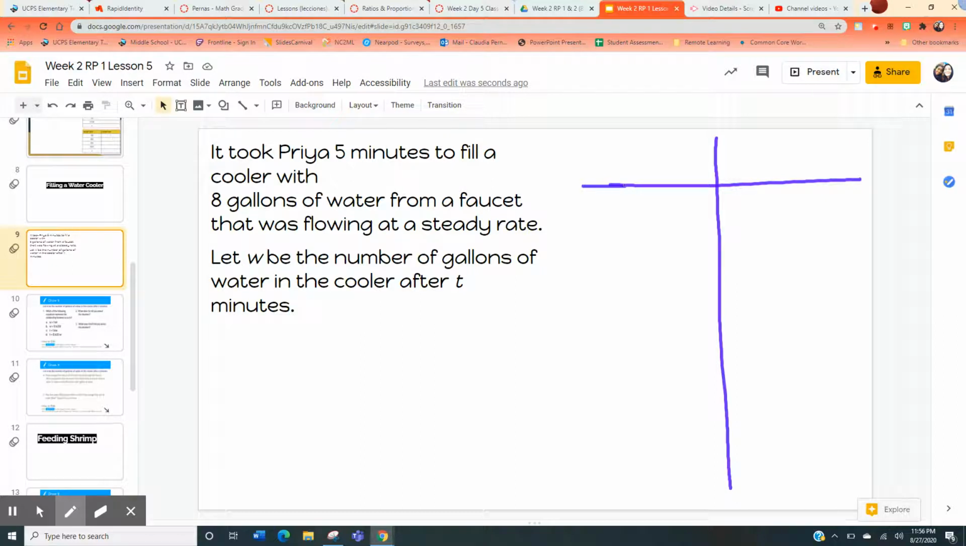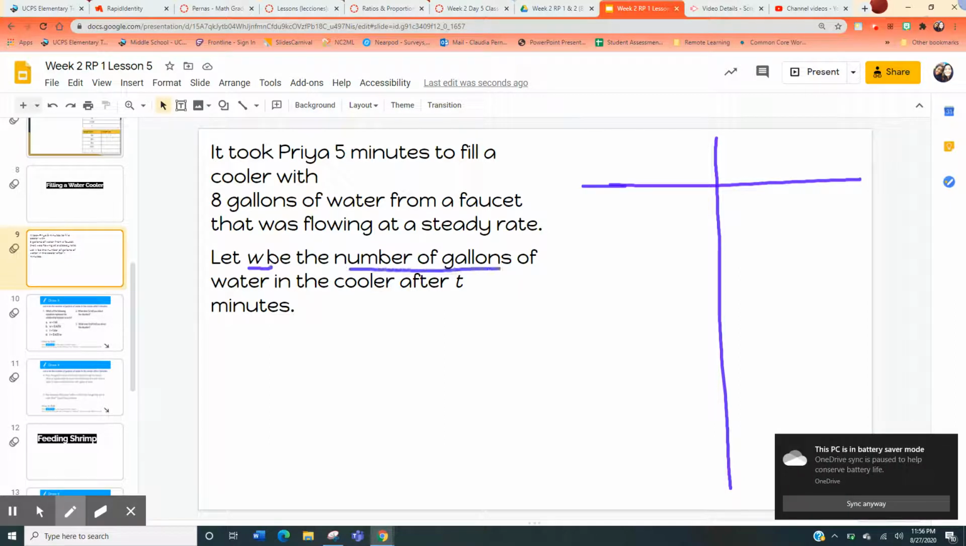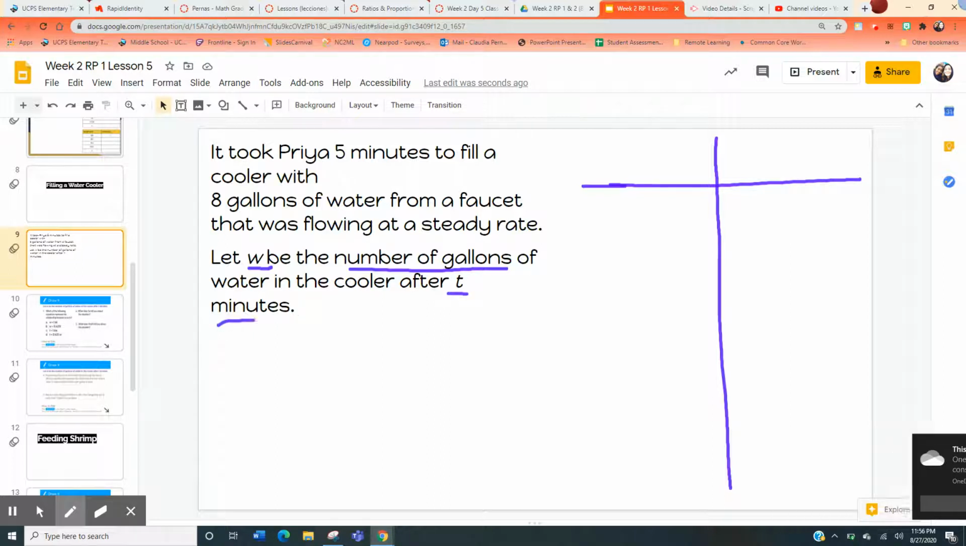It says it took Priya 5 minutes to fill a cooler with 8 gallons of water from a faucet that was flowing at a steady rate. Let W be the number of gallons of water in the cooler after T minutes.